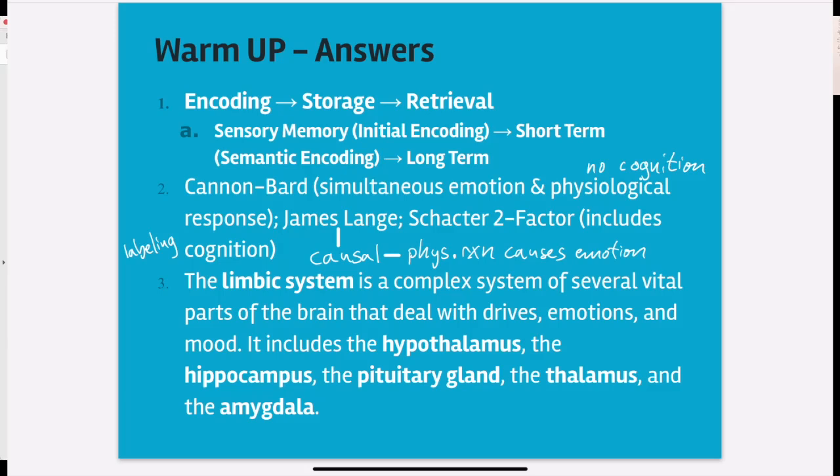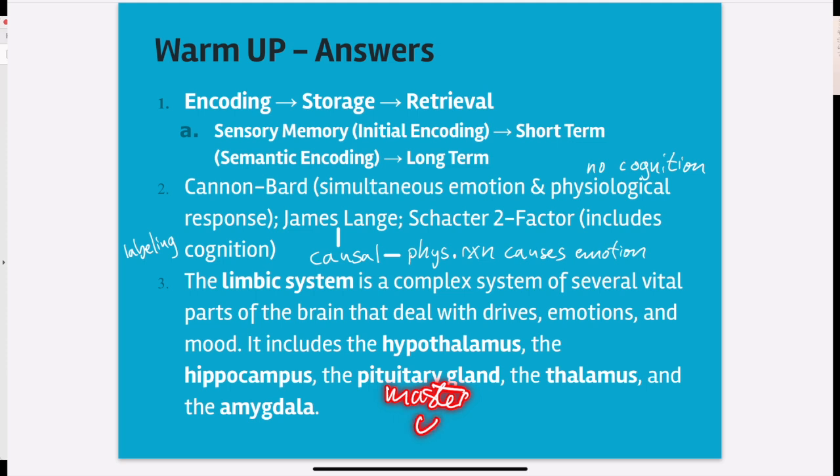With the two-factor theory, this does include cognition because you're labeling the emotion. You are evaluating the physical response that you're going through, and you think, oh, I must be shaking because I'm hungry, or I must be shaking because I'm cold, or because I'm scared. So you interpret based on the context of your environment.